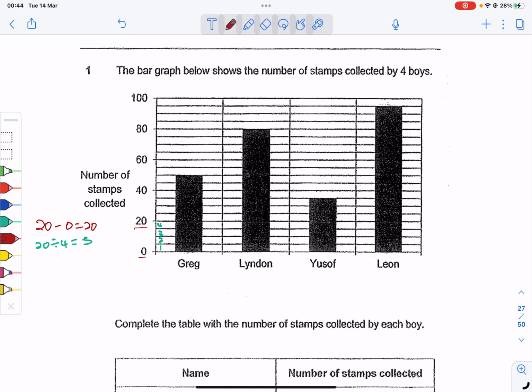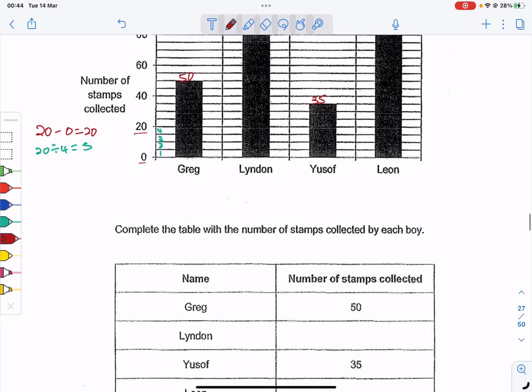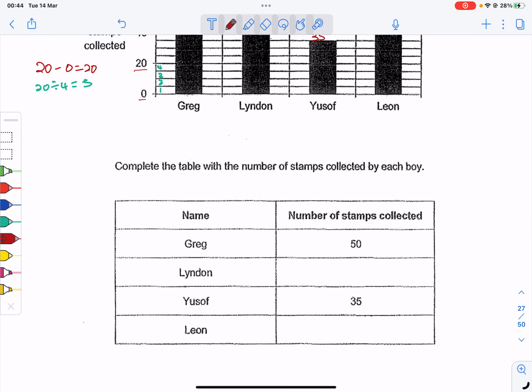So if this is the case, 40, 45, 50. Great. For Lyndon, it will be 80. 40 minus 5, we get 35. And Leon is 95. 100 minus 5, 95. So complete the table below with the number of stamps collected by each boy. So we have the answer because we already checked and labelled our graph.